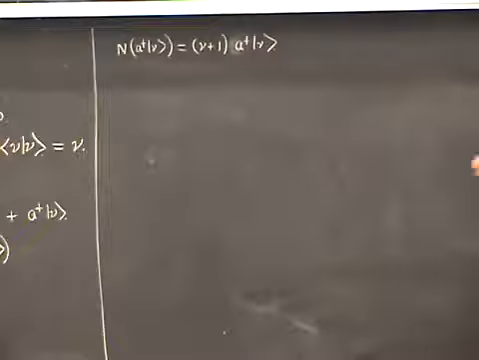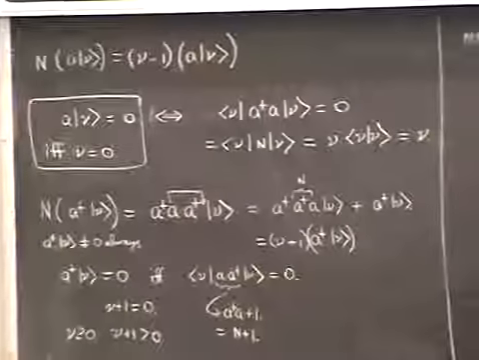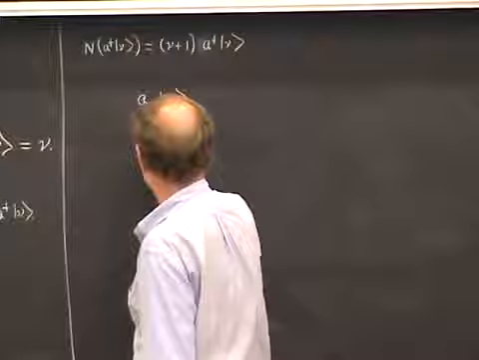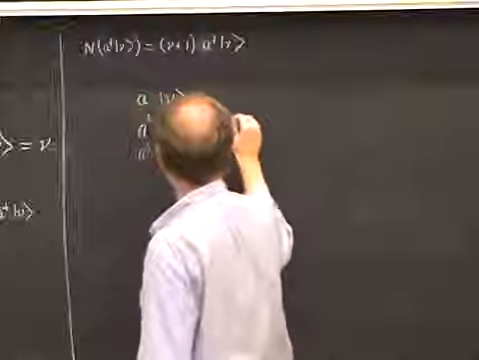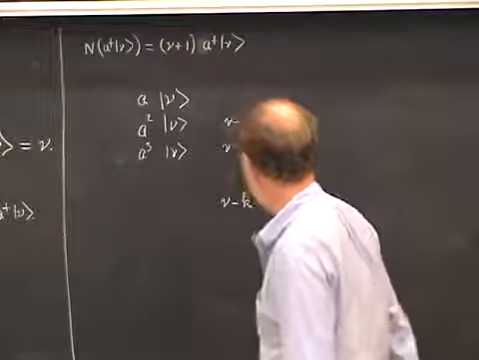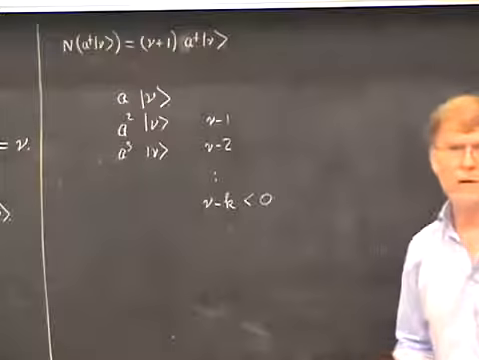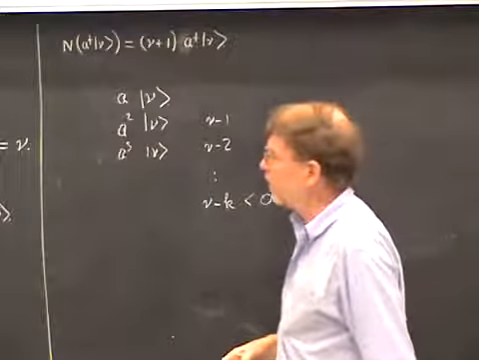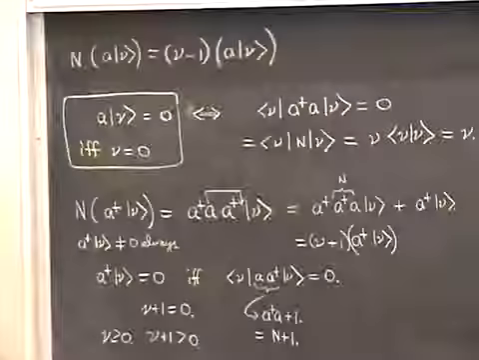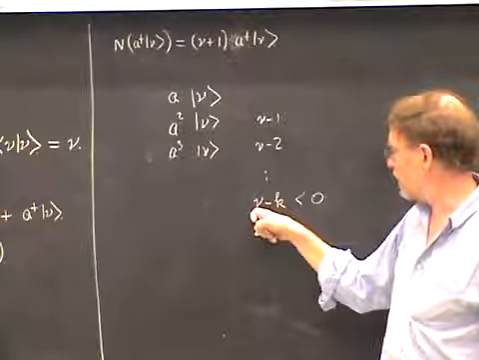Now from this it follows that the quantity nu, the eigenvalue, has to be an integer. Because suppose nu is not an integer, then by applying A, A squared, A cubed and so on to nu, we get eigenvalues which are nu minus 1, nu minus 2. And we can bring this down to the point, by applying enough A operators, where nu minus k is less than 0. Well, the eigenstates of n don't have any negative eigenvalues. So this seems to be a contradiction. And the only way to escape the contradiction is to assume that nu is an integer.